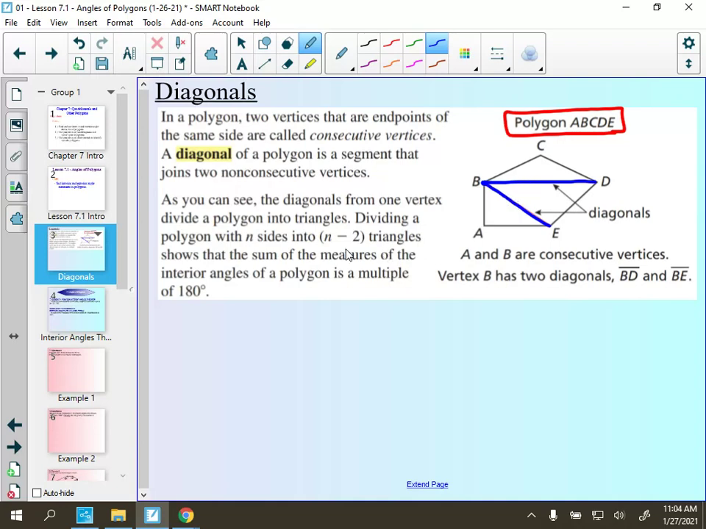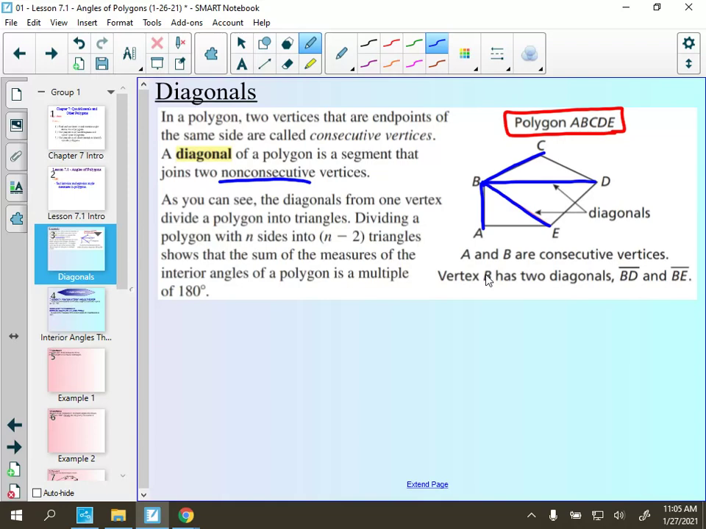It's going to work out this way all the time. If it was a 10-sided figure and I followed the same process and drew all my diagonals, I'd divide the polygon into 8 triangles. You're always going to be two short of the number of sides. That's where non-consecutive comes into play: B to A and B to C aren't diagonals, they're just the sides of the polygon. So we always end up with 2 fewer triangles than we have sides.